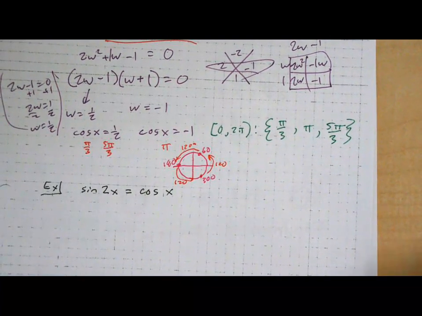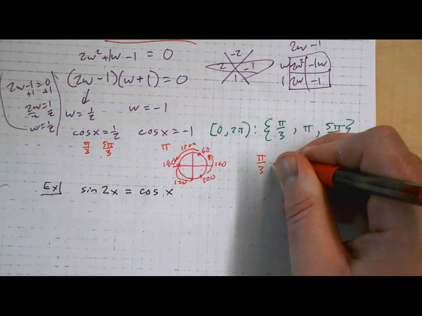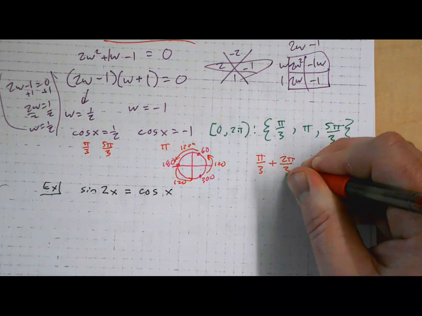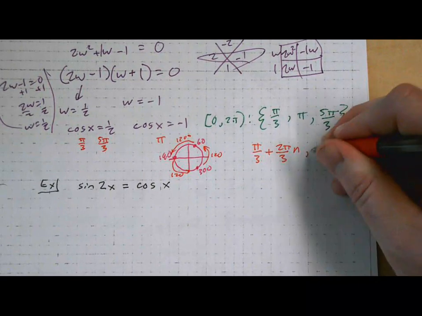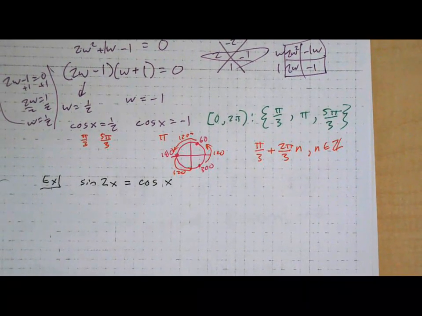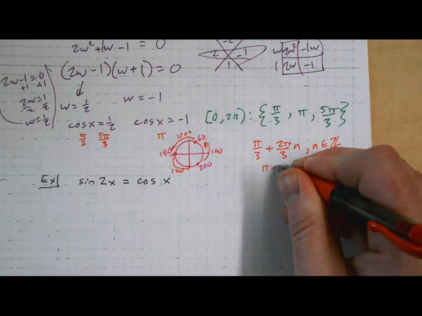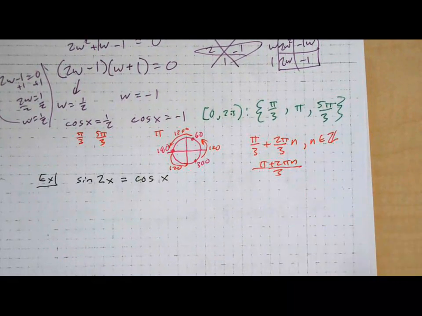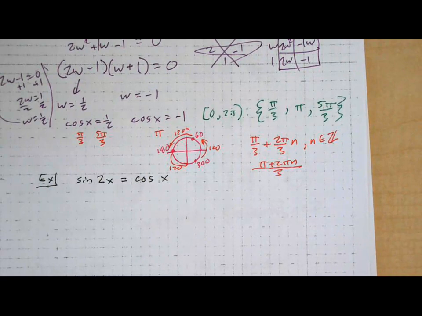So the simplest way I can think of to write this would be pi over 3 plus 2 pi over 3 n. N is an integer. Actually, maybe pi plus 2 pi n all over 3. That looks simpler yet. Nah, I like the first one better.